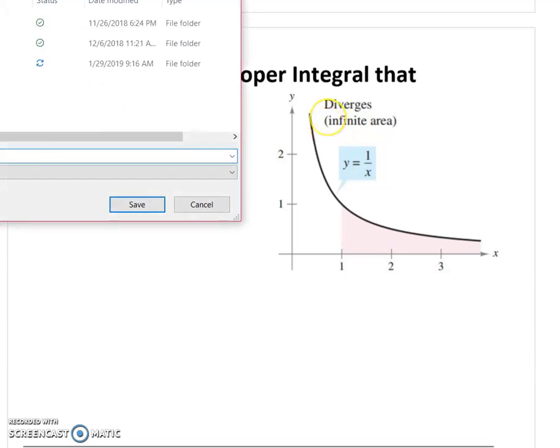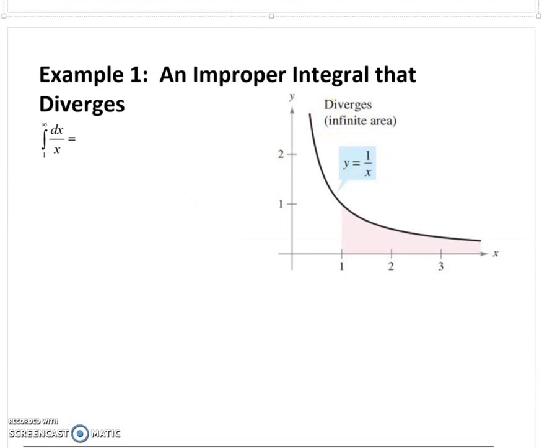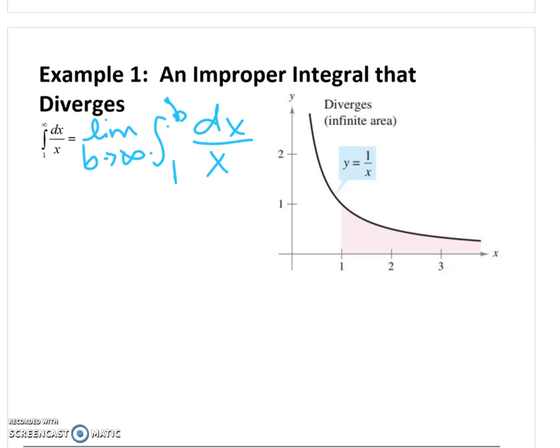So let's look at one that diverges here. We have the integral from 1 to infinity of dx over x. So you would think that I could just approach it the same way as the one I did before, which is actually what I'm going to do. I'm going to think about this as the limit as b goes to infinity of the integral from 1 to b of dx over x.